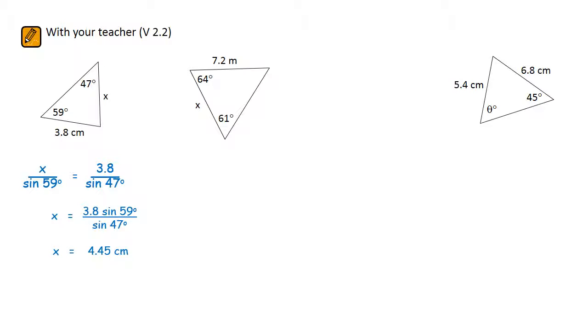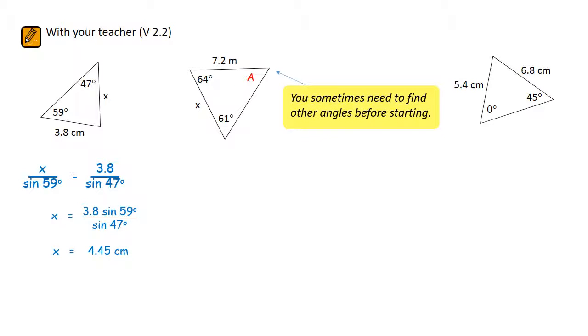In this second one, you'll notice that it's very difficult to set up, because you want to say x over the sine of the angle opposite it, but we don't know that angle. So sometimes it's necessary to find out other angles before you can start doing the question. We need to find out what angle is opposite side x before we start. And we can do that quite simply because we know two other angles, and so we can work out the third one because the angles in the triangle add up to 180 degrees. Do some simple arithmetic there, and we'll find out that angle A is equal to 55 degrees.